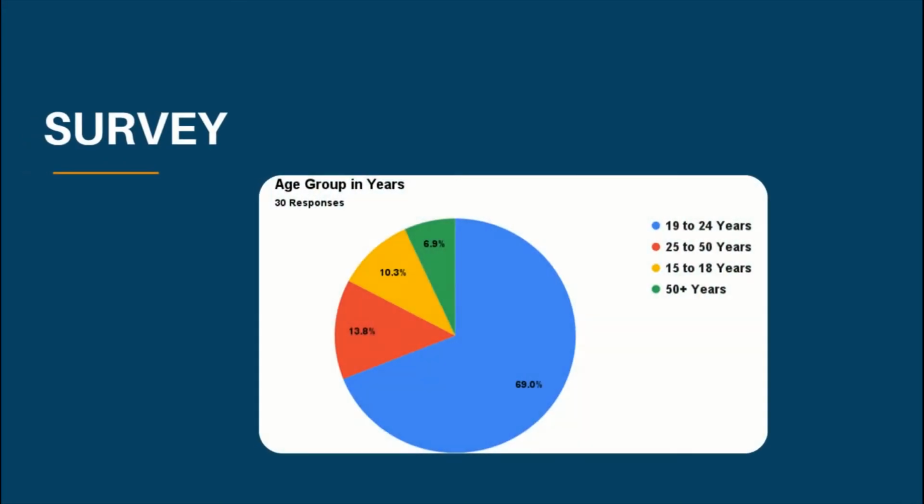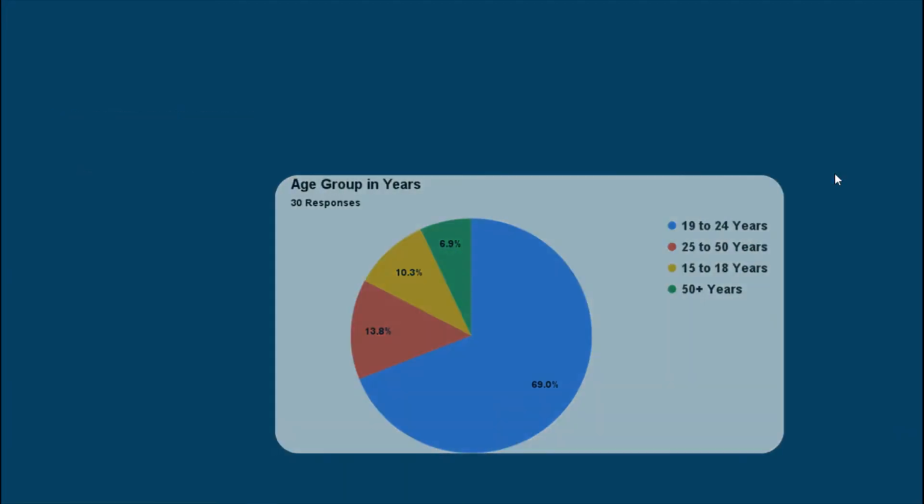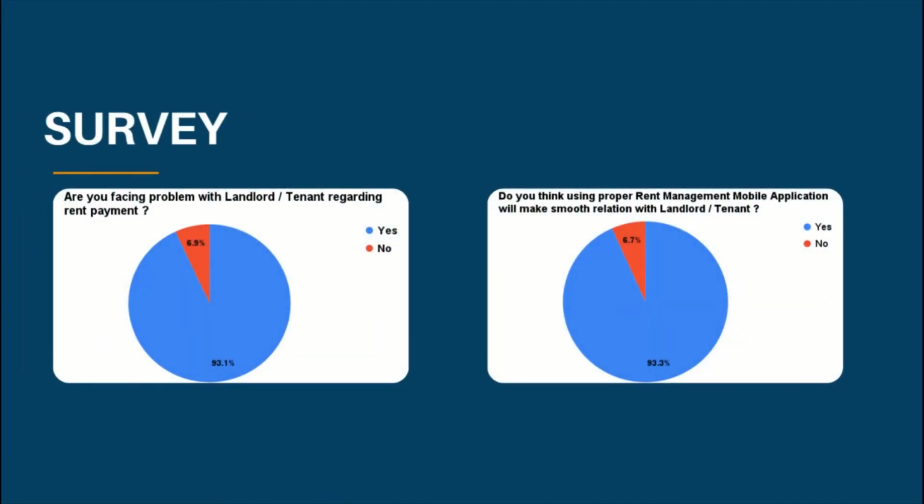So let's talk about our weekly progress. In the first week, we conducted a survey among the targeted audience and got 30 responses. Out of them, the majority of our targeted users were found to be of the age group 19 to 24 years. Also, we conducted questionnaires on whether they are facing any kind of problem with landlords or not.